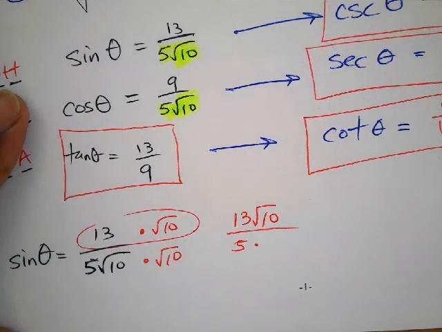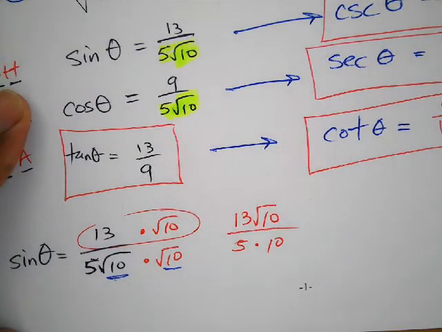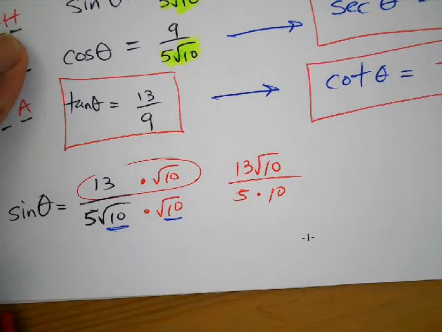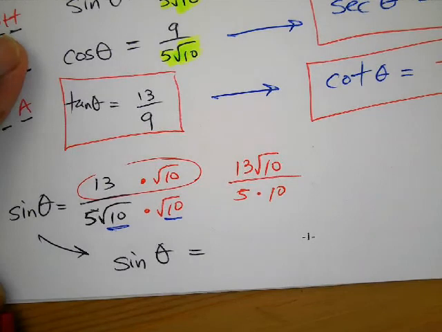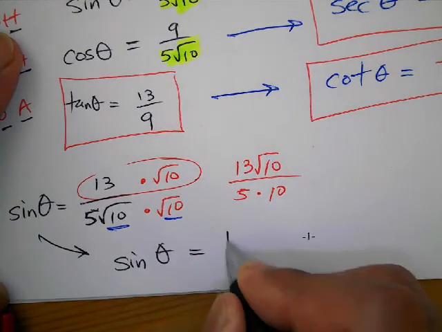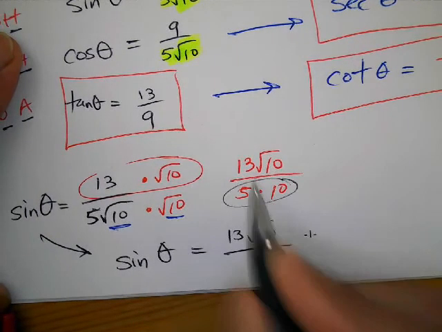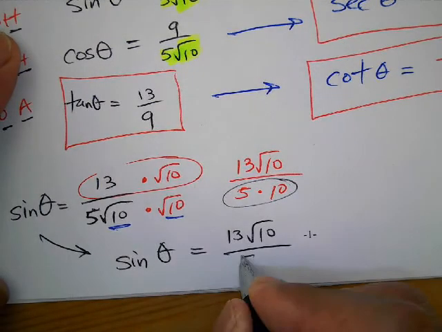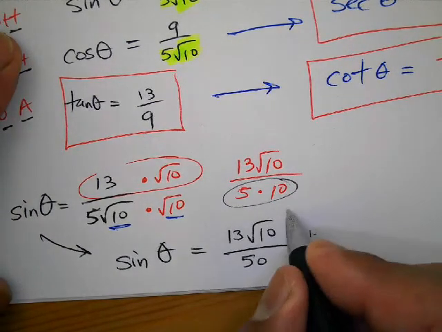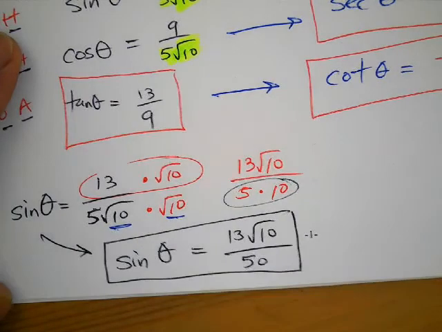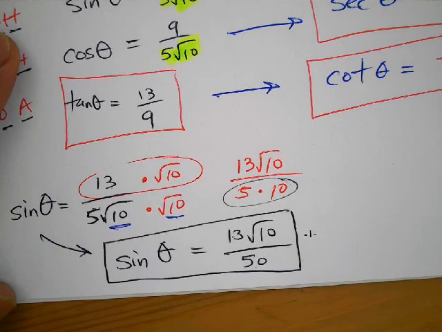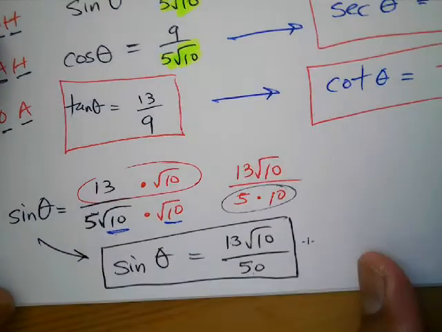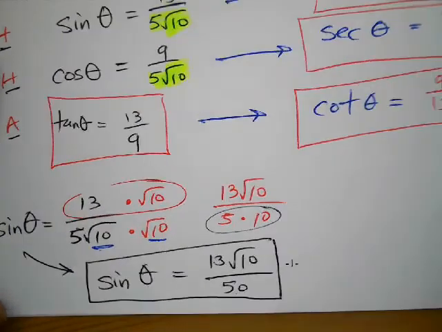What's going to happen here? You still got the 5. 5 times the square root of 10 times another square root of 10 is 10. That means that for sine we're going to get 13 root 10 over what? 5 times 10 is 50. And actually this will be it for this one. Again, we always check and see if these can reduce, but it can't, right? We're going to do the same thing for cosine.